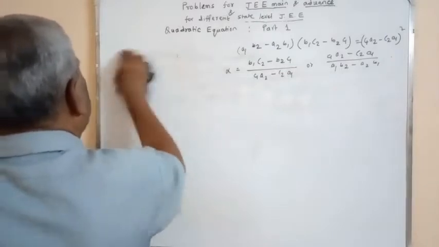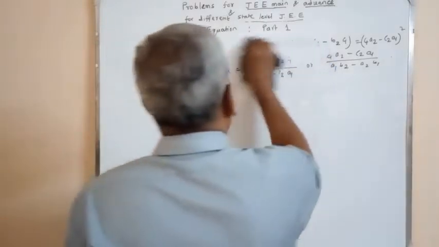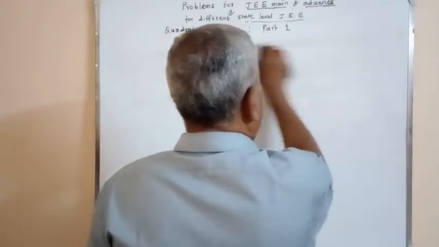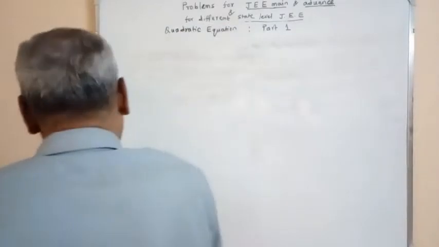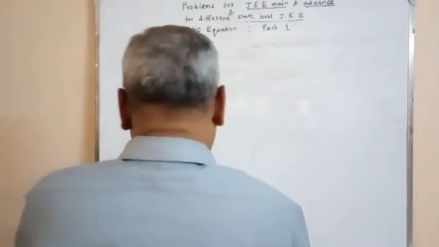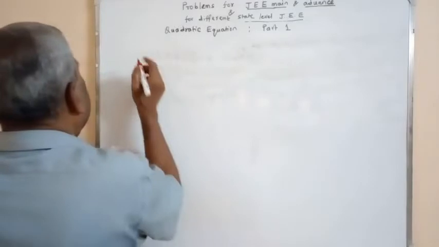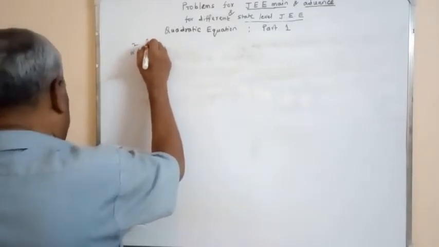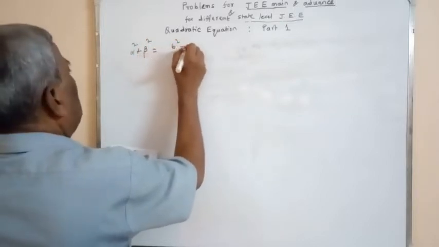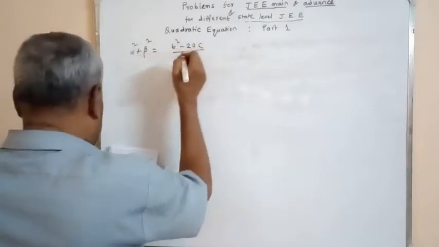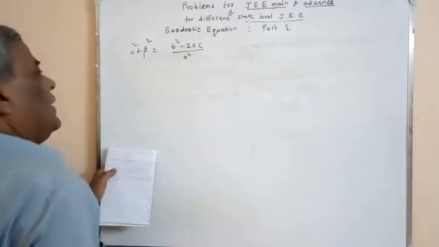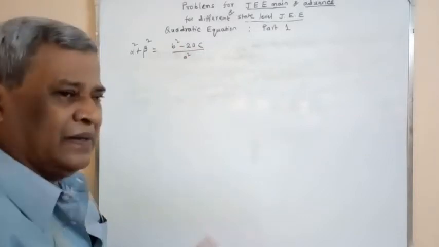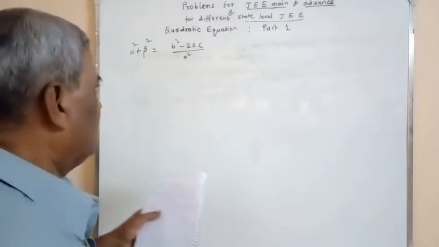For the standard quadratic equation ax square plus bx plus c is equal to 0, if alpha and beta are its roots, then in that case we have number 1: alpha square plus beta square is equal to (b square minus 2ac) by a square. You can very easily establish it, but if you can keep it in mind, then it will save some time.